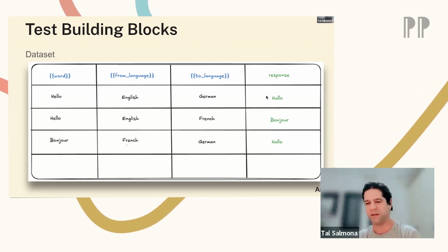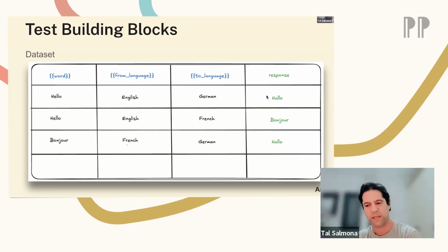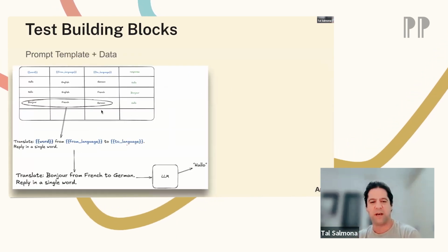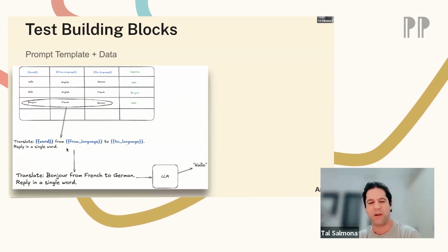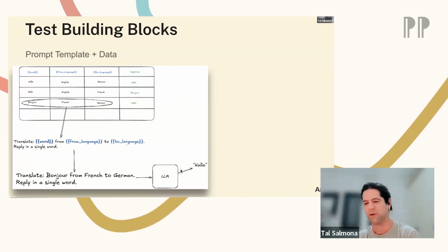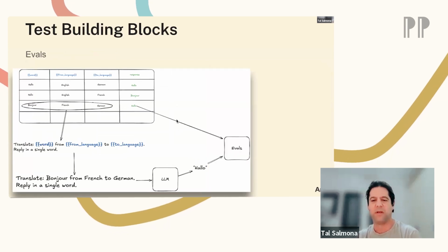In this case, it's just a word that we expect the LLM to respond with when we ask it to translate something. So if we put this together, I have the dataset here, and these concrete values will be replaced in the prompt template, produce the real prompt that will go to the LLM, and then produce the output.